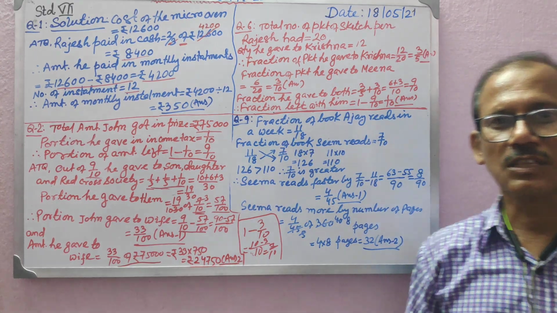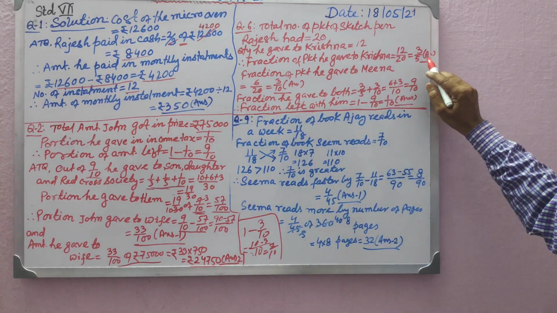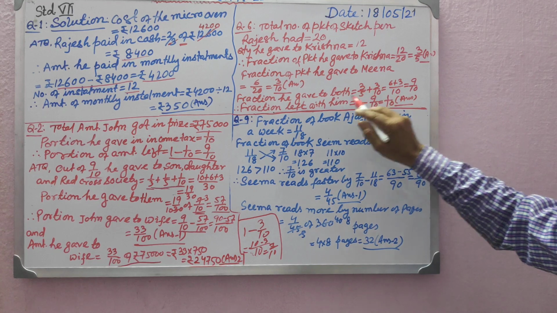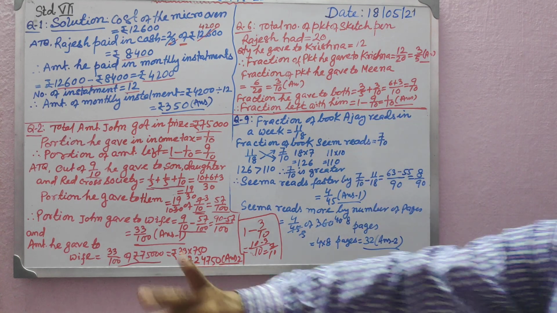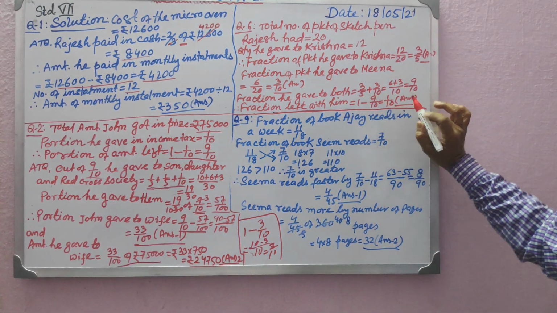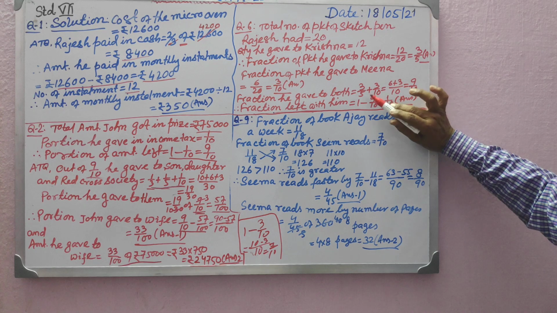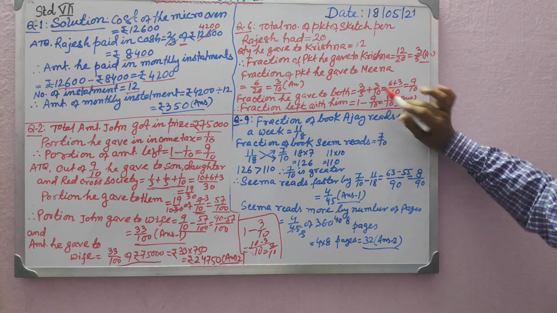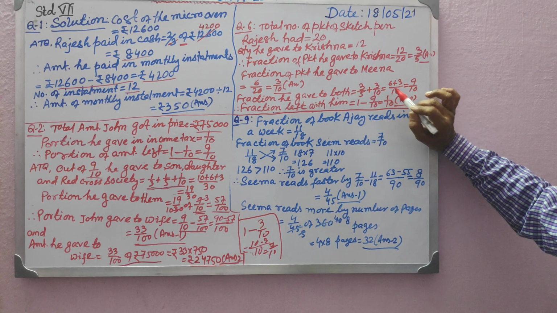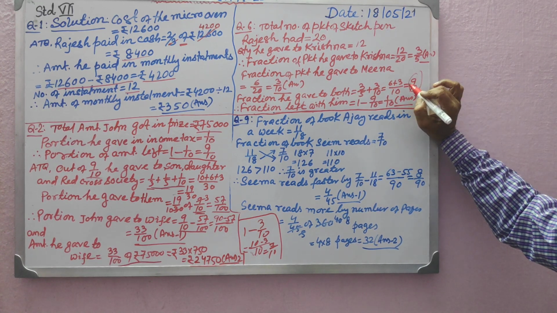Now, what is the fraction left? How much has he given first? First is 3/10 plus 3/5. If we add it, we get the total fraction he has given to both of them. If you add these two fractions, 10 will be the LCM. 5 divides 10 two times, 2 into 3 is 6, and 10 divides 10 one time, 1 into 3 is 3. So 6 plus 3 is 9/10. This is the portion he has given to both.